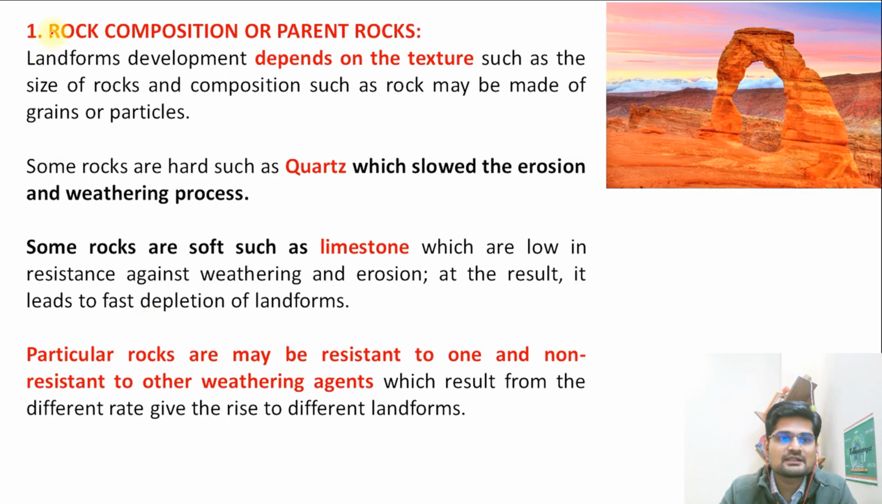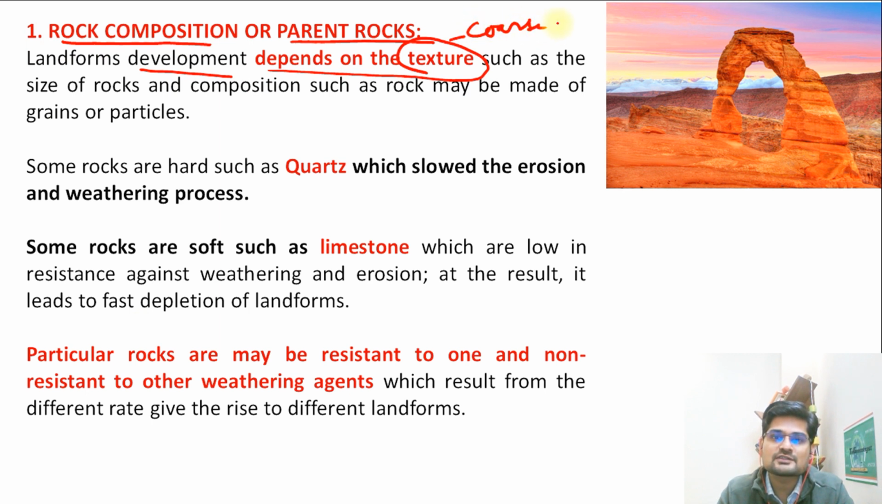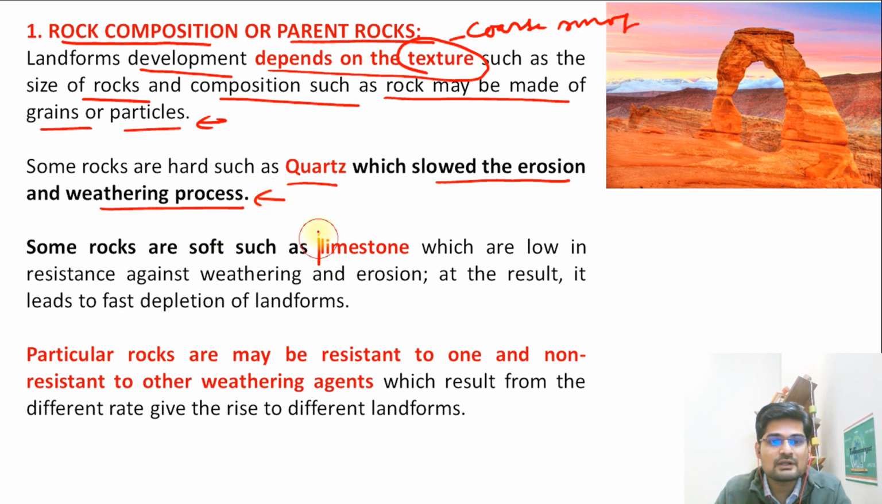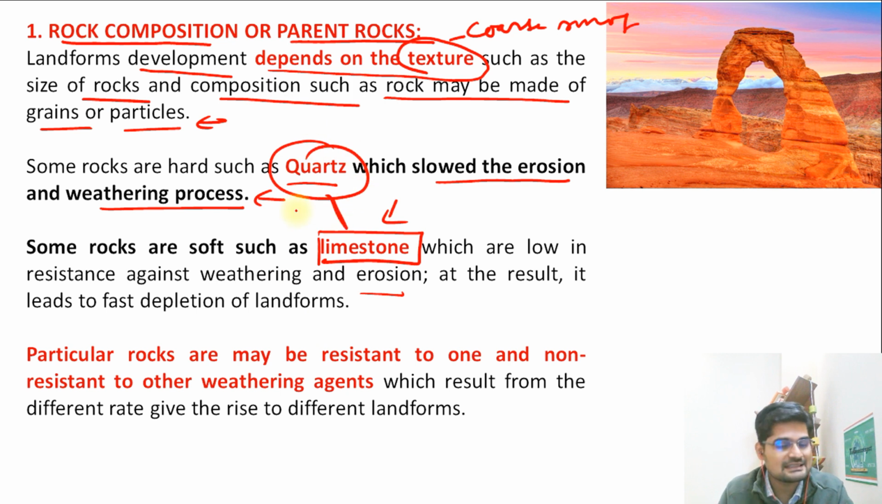So the first important point, as we learned, was rock composition or parent rocks, its nature. So what happens? Landforms development depends upon the texture. Now it is important, is it coarse, right, or is it smooth? The texture, such as size of the rocks, composition such as rock may be made up of grains or particles. So this is the primary thing that is important. For example, quartz is slow in terms of erosion and weathering process, it is harder. That's the reason, right? But limestone, remember, limestone is softer, it is soluble in water. So what happens? More weathering and erosion happens in limestone. So quartz and limestone can be taken as examples, right?